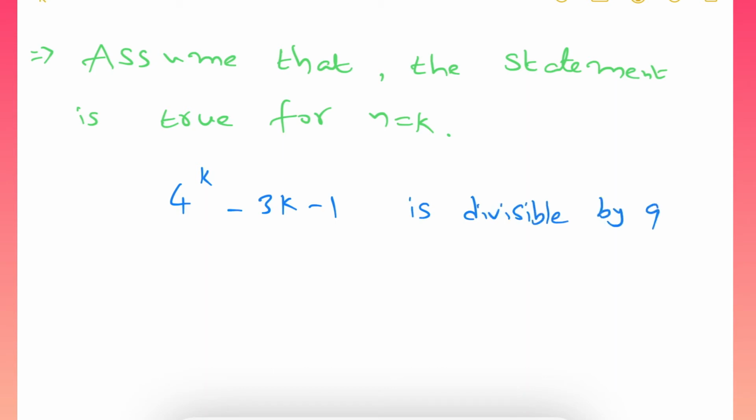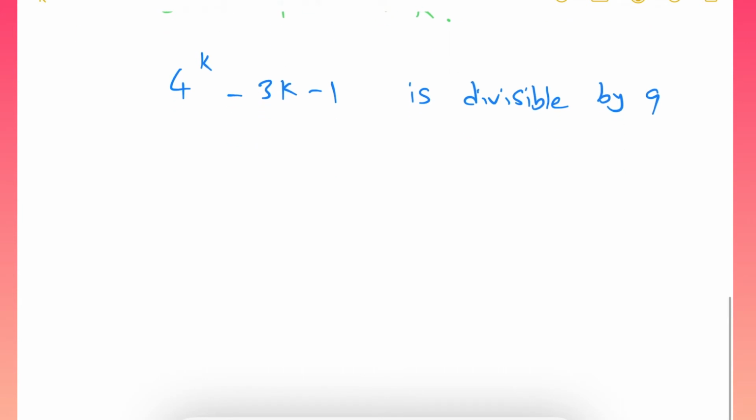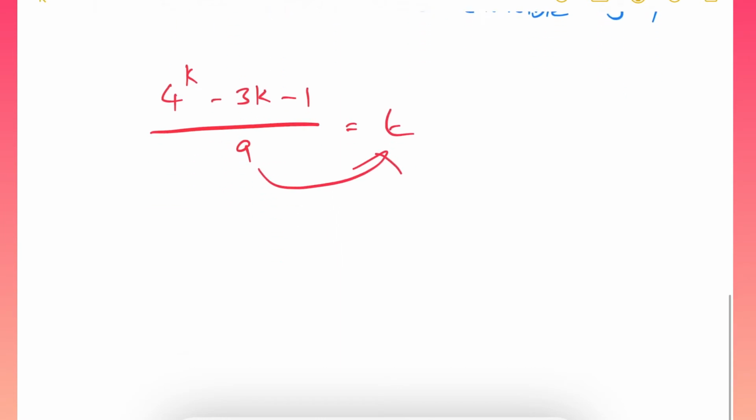So we can write this as 4 power k minus 3k minus 1 divided by 9. If 4 power k minus 3k minus 1 is divisible by 9, it definitely leaves some answer. That answer I am equating to some constant t. Now this 9, if we take to the other side, we get 4 power k minus 3k minus 1 equals 9t. This I will use in the next steps. Okay, now let us move to the third step.